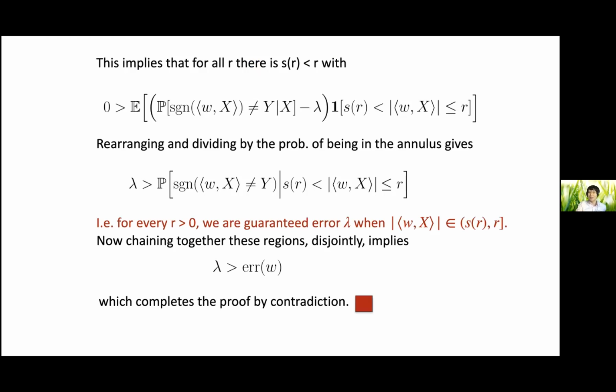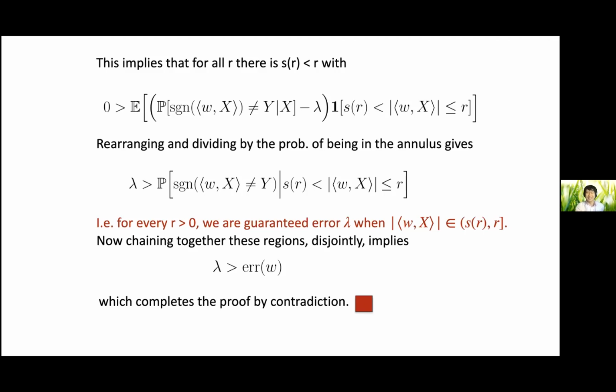And if you think about that, if we have that for every r, then you can imagine you start with a really big r, then you get a slightly smaller s of r, and you know that w dot x is that w is a good half space on that annulus. You remove that annulus, then you just apply this argument again, you'll get another annulus where the same half space is a good predictor on that other annulus.